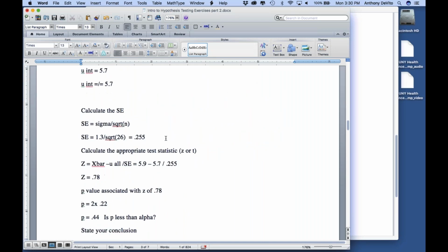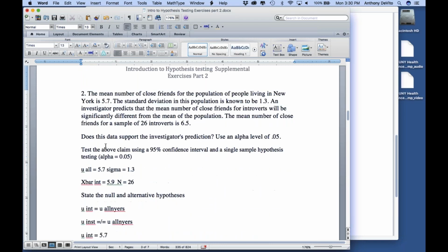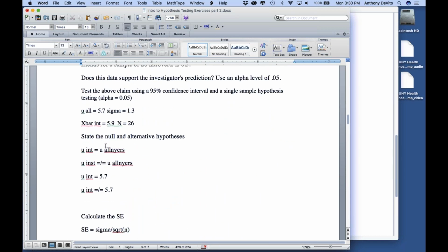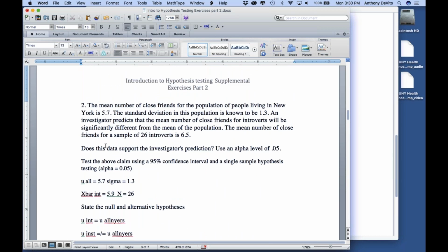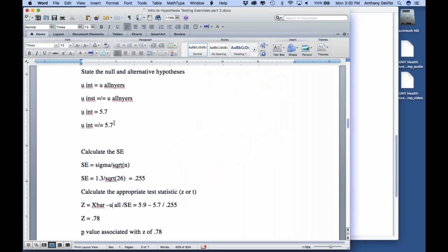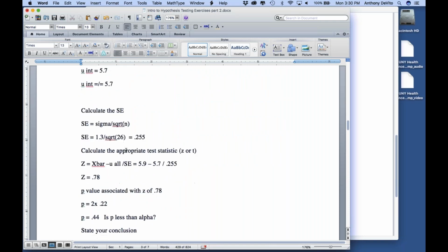5.7. Okay, so if I look at how I calculated my z-score, it is the mean for the sample minus the mean for all New Yorkers. So that's 6.5 minus 5.7, and you said 1.2, right? Is it? No, it isn't.